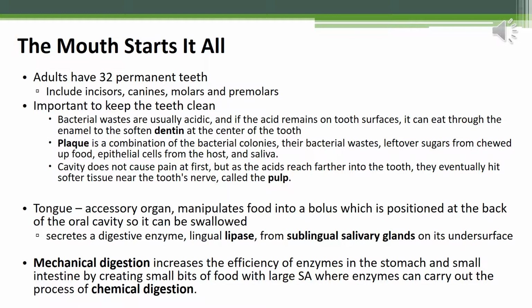The mouth is primarily responsible for mechanical digestion, which is the physical crushing and grinding up of the food. The reason we do this is that we want to increase the efficiency of the enzymes in the stomach and small intestine by creating small bits of food with a large surface area, which is obtained when they're ground up. This allows the enzymes to carry out the process of chemical digestion, where the enzymes actually help to break down the chemical bonds within the various molecules found in food.